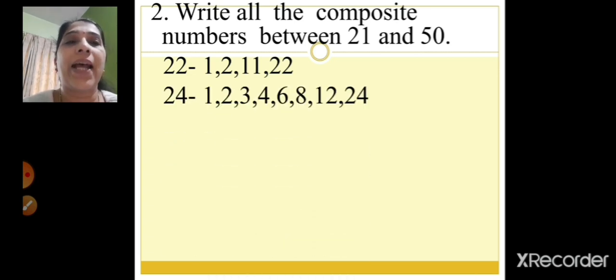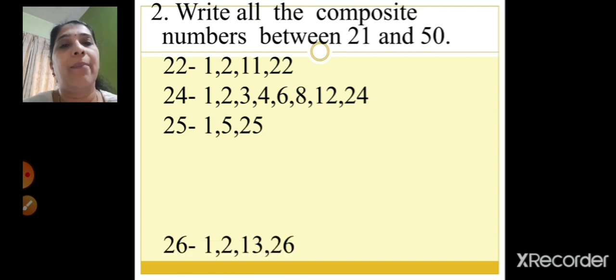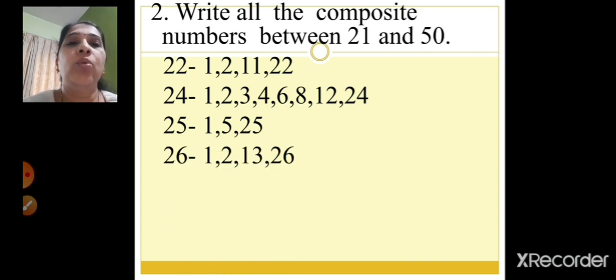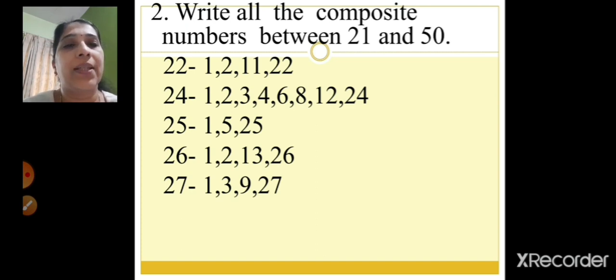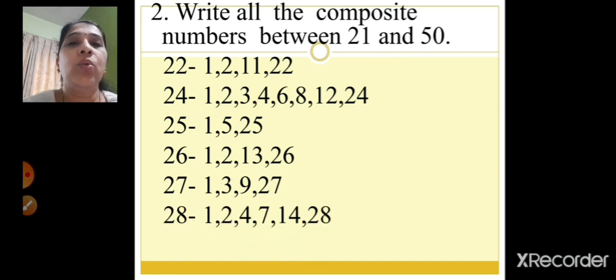So number 24 has got 1, 2, 3, 4, 6, 8, 12 and 24. So that's why it is a composite number because it has got many factors. Now if you take the number 25, it is 1, 5, 25. So it's a composite number. 26, 1, 2, 13, 26, right? So 26 is a composite number. 27, it has got 1, 3, 9, 27 as the factors. So it is a composite number. 28, 1, 2, 4, 7, 14, 28. So it has got many factors. So it is a composite number.